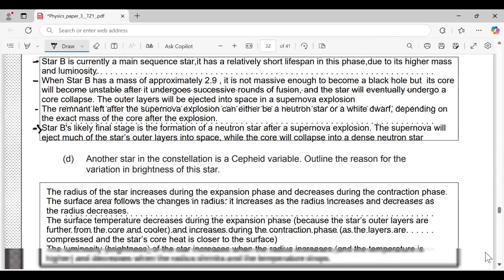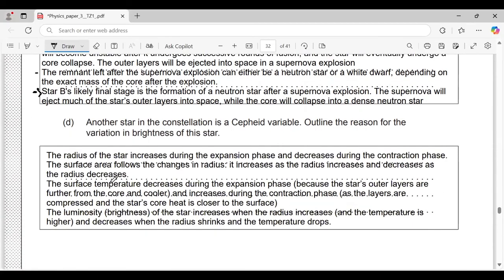And as well part D, I have provided my explanation. Another star in the constellation is a variable star. Outline the reason for the variations in brightness of the star. This is my outline: the first, the second, the third, and this is my summary.